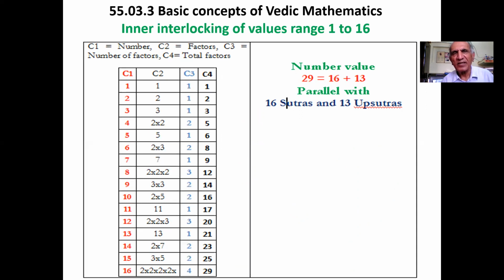This interlocking, this inner organization feature of interlocking of values range 1 to 16 as of 29 factors with value 29 and 16 plus 13 parallel with 16 sutras and 13 sutras will bring us blissfully parallel with these organization features inherently lively in this organization format itself. Therefore, sadhakas are fulfilled with intensity efforts to be parallel with Vedic systems.